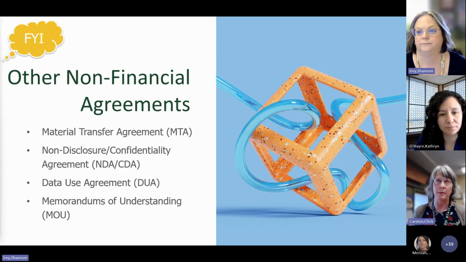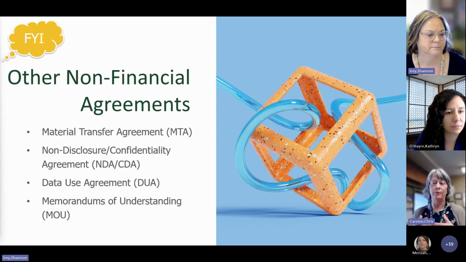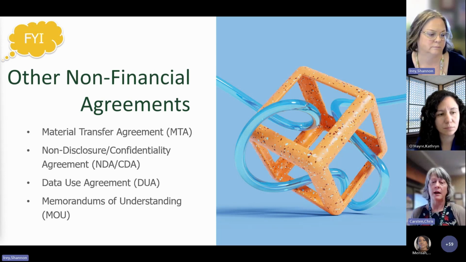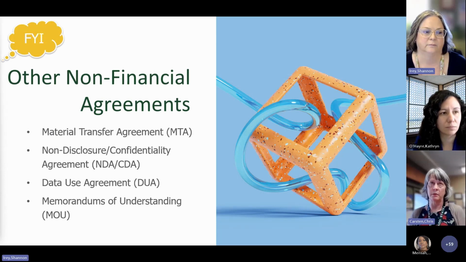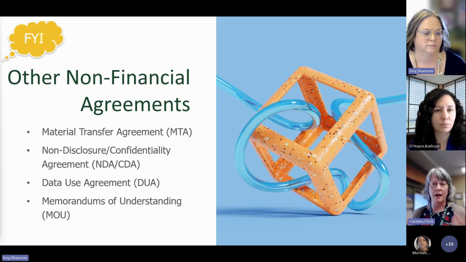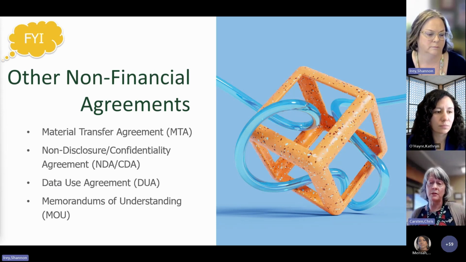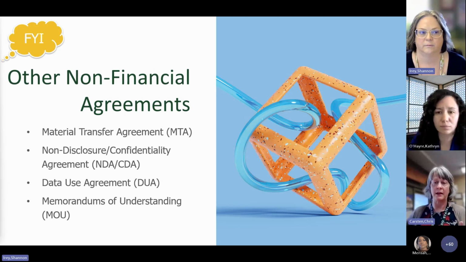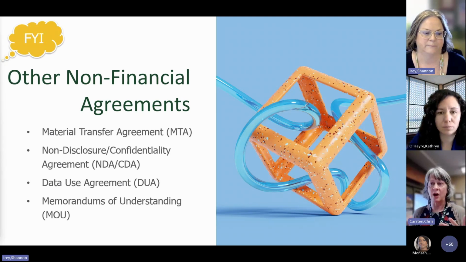A non-financial agreement generally means there's no transfer of money involved. A material transfer agreement is materials incoming and outgoing. The other types that we work with, there's so many types. These are probably the four most common. Non-disclosure can happen even before we're even thinking about a proposal. So it doesn't necessarily need to be tied to a proposal, although that often does end up getting tied to a project. Data use is often tied to an agreement of some type, a funded agreement of some type.